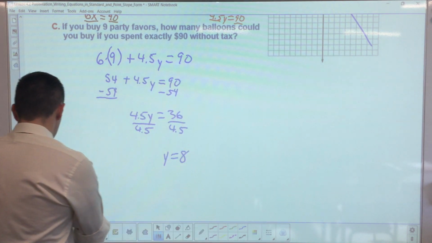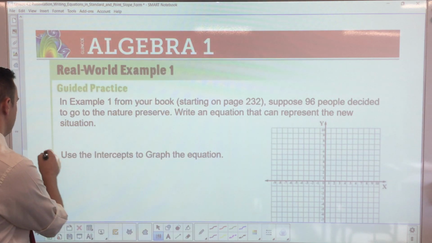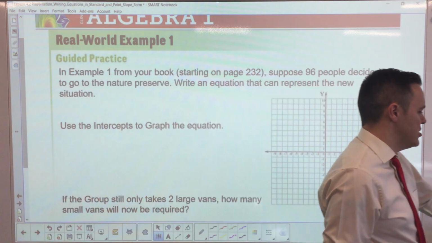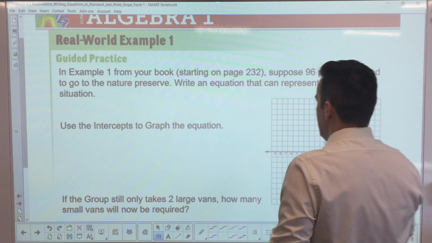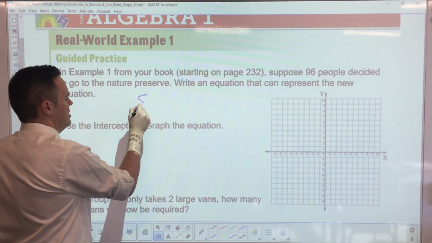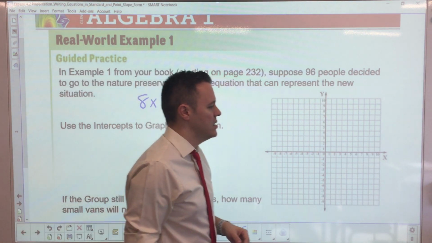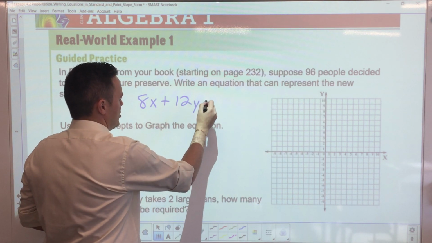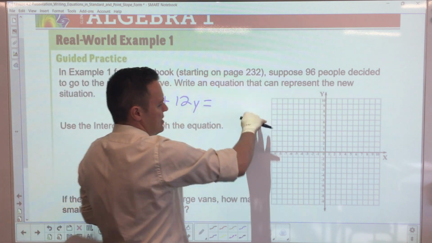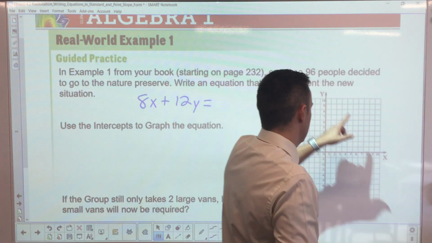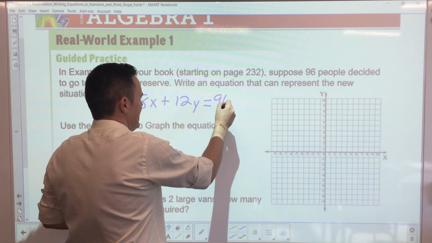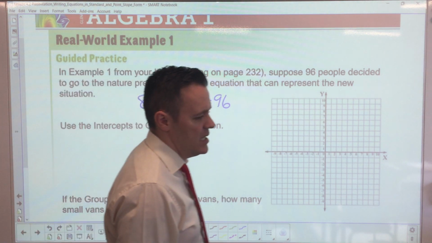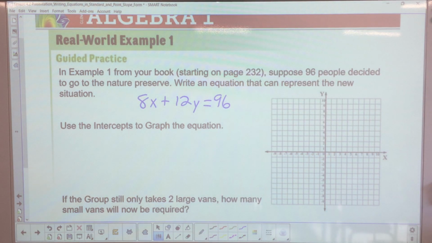So, the guided practice. Ladies and gentlemen, open your books to page 232. There's an equation in the real world situation. The equation starts out like this. 8x plus 12y. And it's going to equal, because we're rewriting it, in the book it has 48. This new equation, I want 96. Graph it. Give me the y-intercept, x-intercept, and then answer the bottom question.